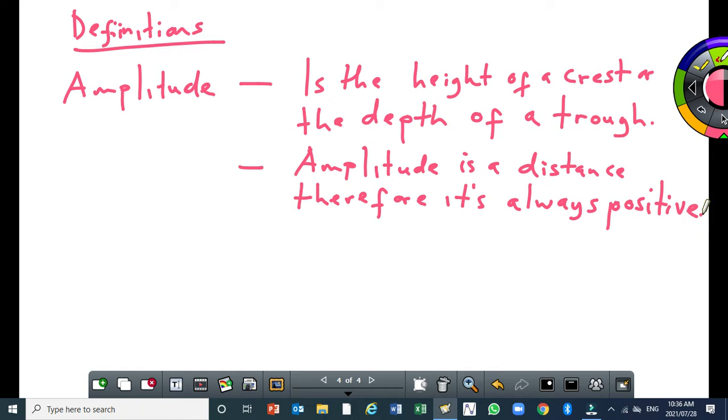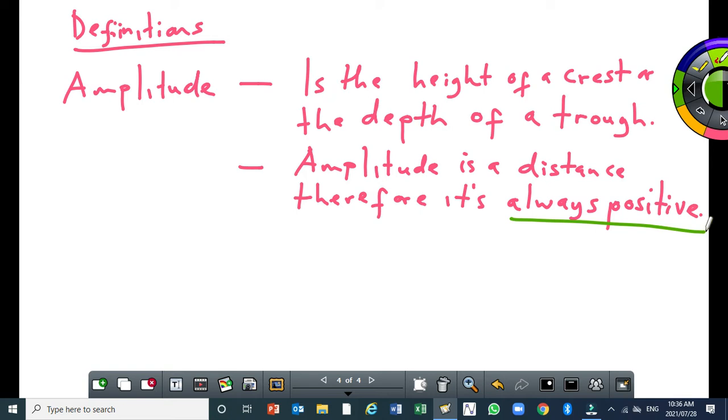Okay, let me underline this. That's very important. If you get a question in a test, you're given a graph, and you are asked to determine the amplitude, but then you write a negative answer. That's important. Okay?